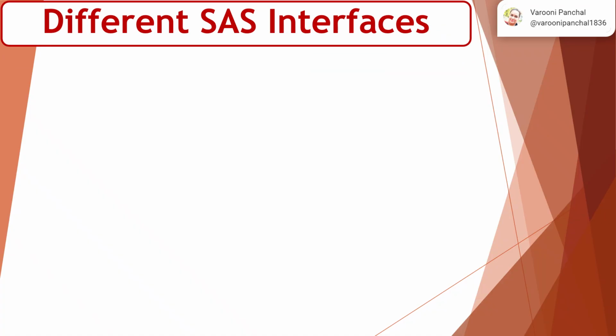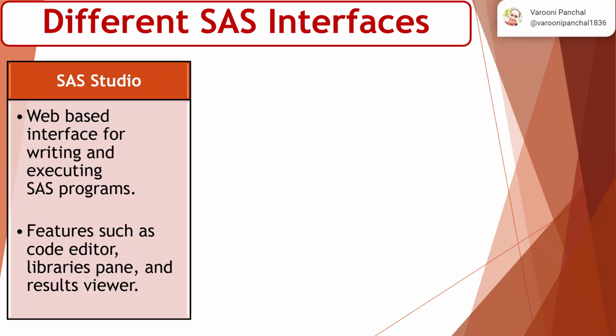Different SAS interfaces. SAS Studio. SAS Studio is a web-based interface for writing and executing SAS programs. It features a code editor, libraries pane, and results viewer. So SAS Studio will help you write and execute your programs. It will also show all the libraries that exist, and it will show you the results viewer. Whatever code you write, you will run those codes and you will also see the results.